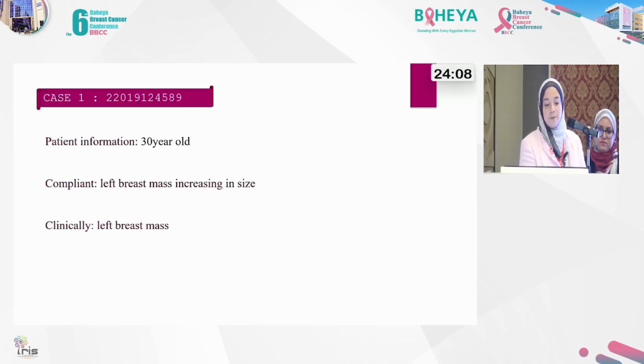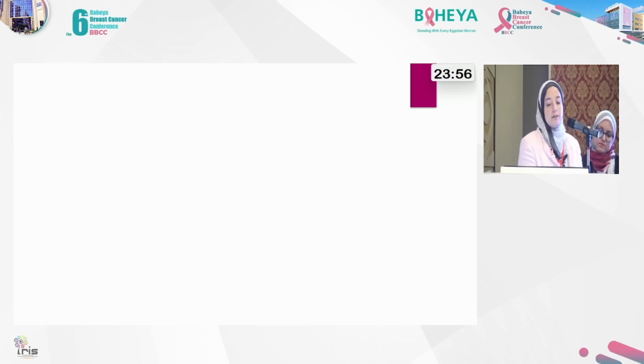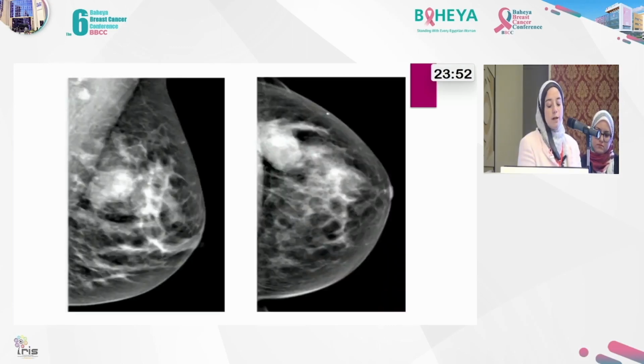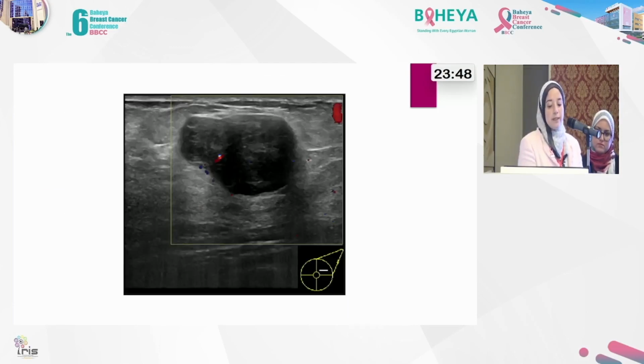Our first case is a 30-year-old who came to Bahia complaining of a left breast mass that's increasing in size. Clinically, this breast mass was felt. She had mammography and ultrasound done outside Bahia 10 months prior, and it showed an upper-outer quadrant dense mass. The ultrasound revealed a hypoechoic lobulated mass that measured around 3 times 2 centimeters and showed some vascularity on application of color Doppler.